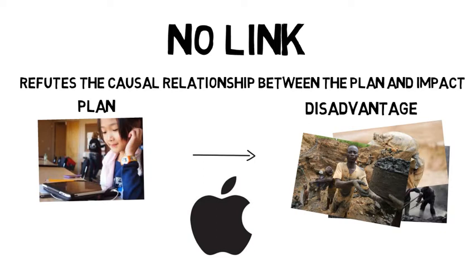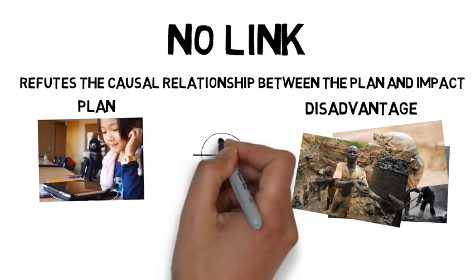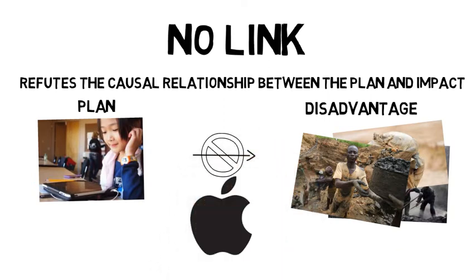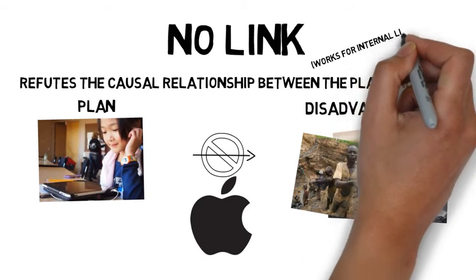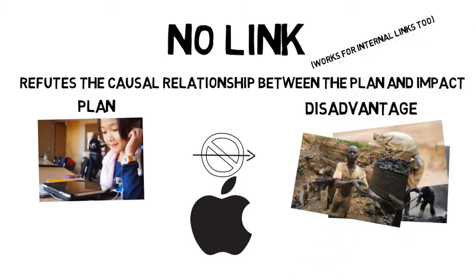So as long as the plan specifies Apple tablets, there's no link between tablets for students and conflict minerals. The no-link response works equally well for internal links. In fact, the previous example was actually a response to an internal link on a conflict minerals disadvantage. The next link-level response is the no-brink.